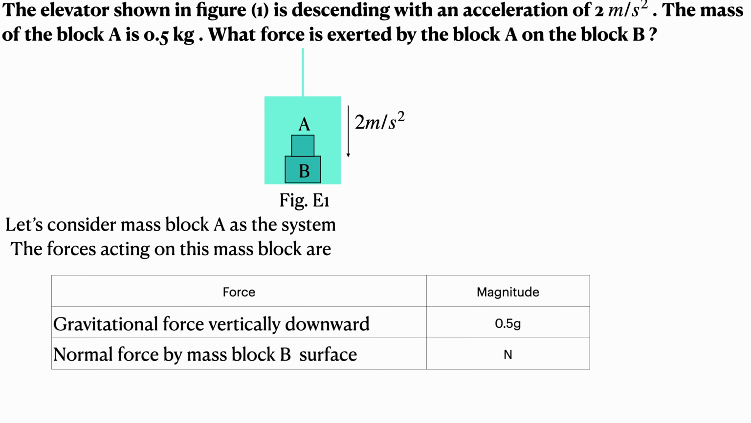Now let's discuss one more problem on Newton's law of motion. The elevator shown in figure 1 is descending with an acceleration of 2 meter per second square. The mass of the block A is 0.5 kg. What force is exerted by block A on the block B? Let's consider mass block A as the system. The forces acting on the mass block are gravitational force vertically downward of magnitude 0.5 g, and the normal force by block B surface, N.